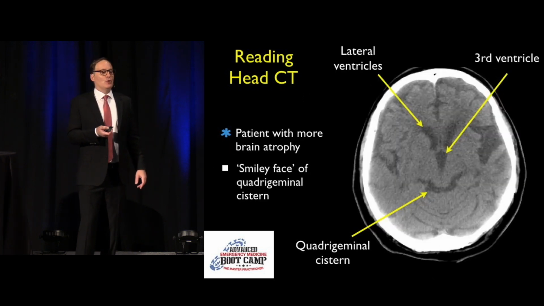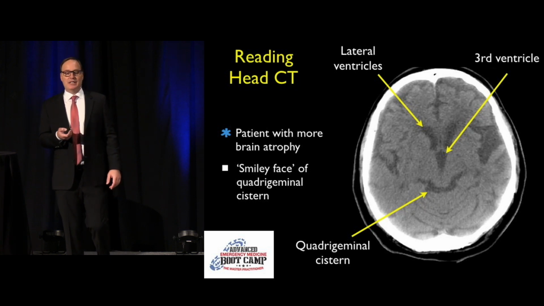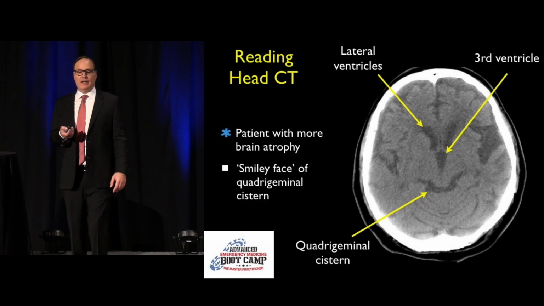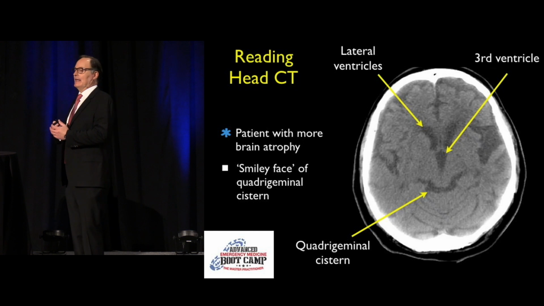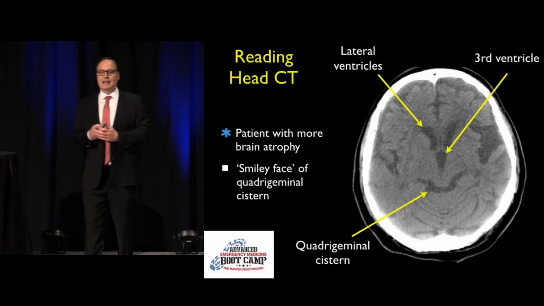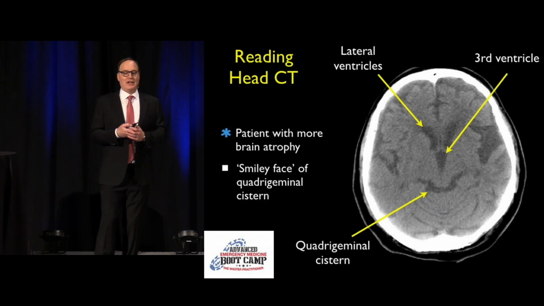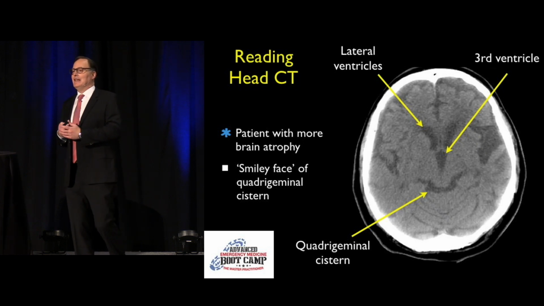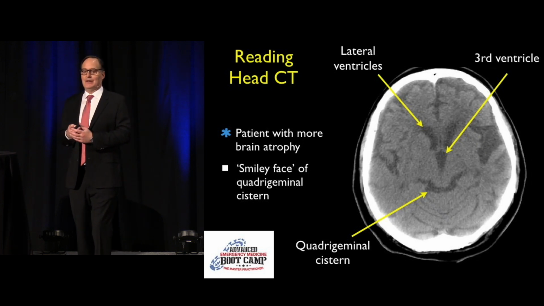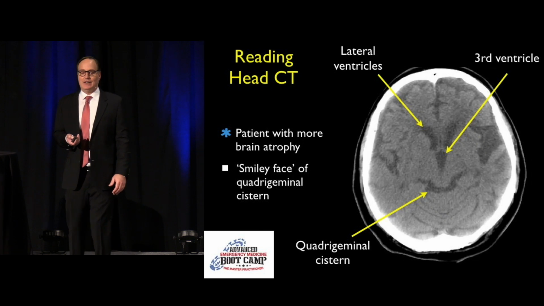In a patient with more atrophy, now we start to see the lateral ventricles, which I characterize as the eyes, the nose, which is the third ventricle, and the smiling face of the quadrigeminal cistern. Okay, so you can see a little bit more atrophy here.